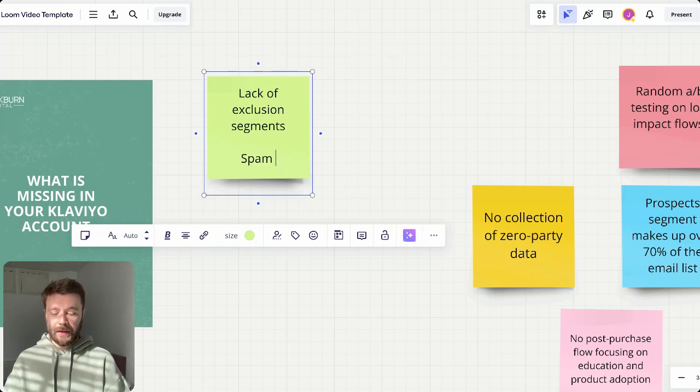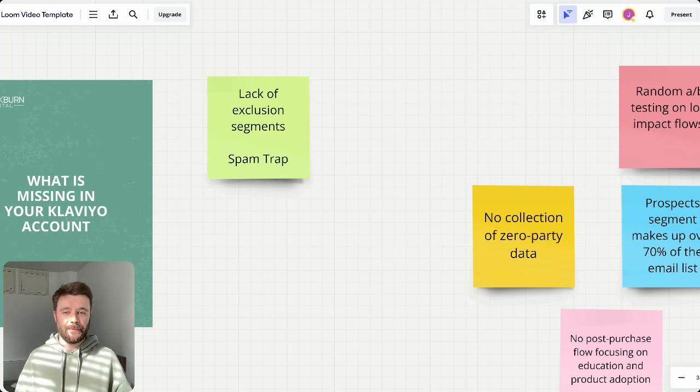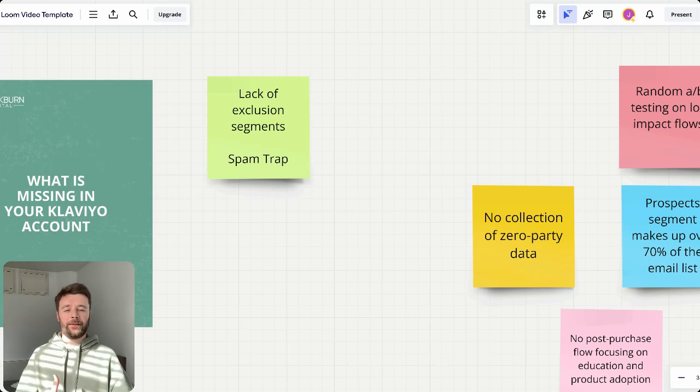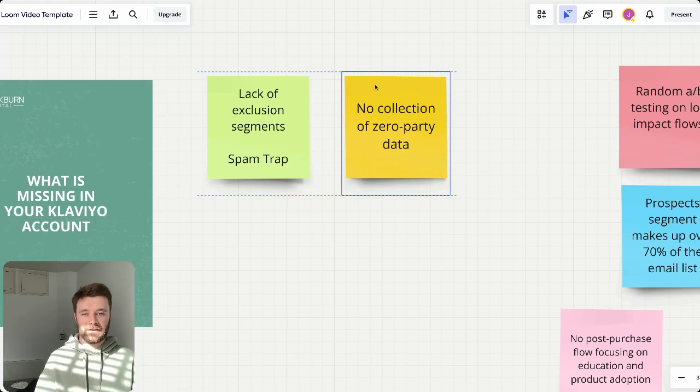A spam trap is creating a list or segments of people that come in that aren't actually real people. They're probably spam. And if you keep sending them emails, you're probably going to really mess up your deliverability because they're not going to open, they're not going to click. And sometimes they can also unsubscribe or mess up your deliverability in many different ways. And a lot of the email accounts I audit aren't adding exclusion segments into their campaigns. And this is a really, really quick win if you want to just boost your engagement metrics.